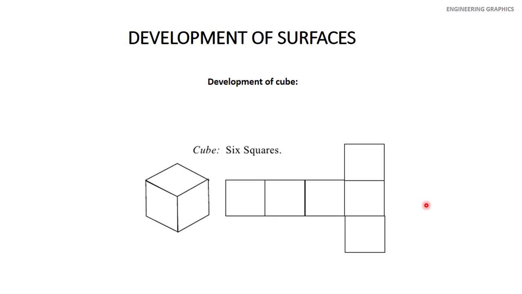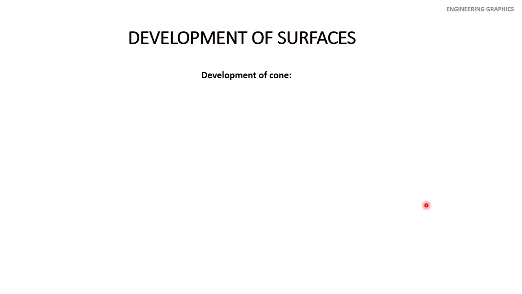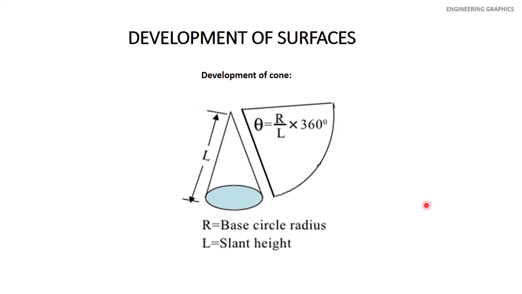Now next, move to the radial line method. For the development of cone, let us look at this example. If we have a cone of slant height L and base circle radius R, then we can obtain a sector of a circle as a development. How can we draw it?